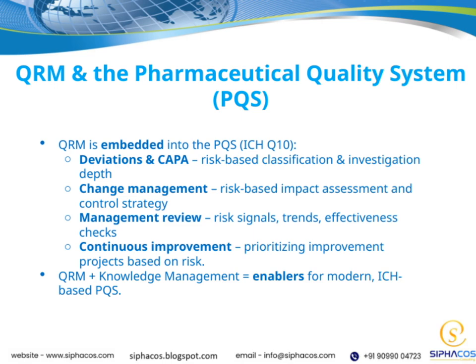Management review also benefits from QRM by highlighting risk signals and trends. This enables us to evaluate the effectiveness of our controls and make data-driven decisions. And of course, continuous improvement is driven by risk prioritization, allowing us to identify and implement projects that will have the greatest impact on quality. When we combine QRM with knowledge management, these tools become powerful enablers for a modern, ICH-based PQS. They help us create a proactive, risk-informed environment that supports consistent product quality and continuous enhancement of our systems.